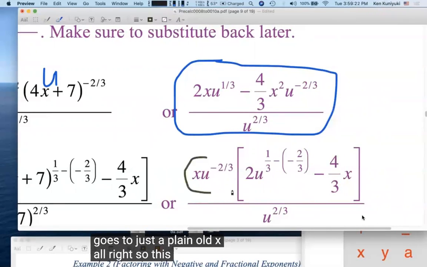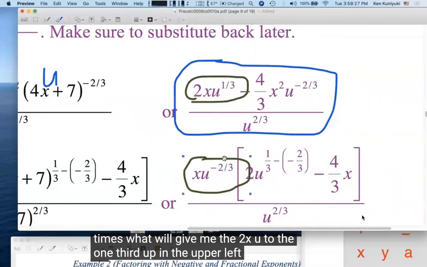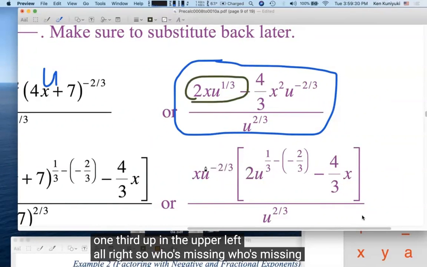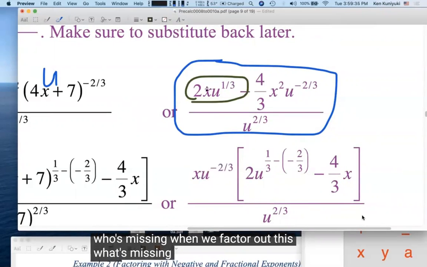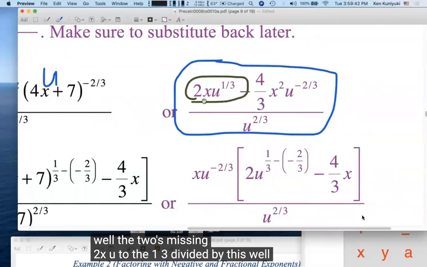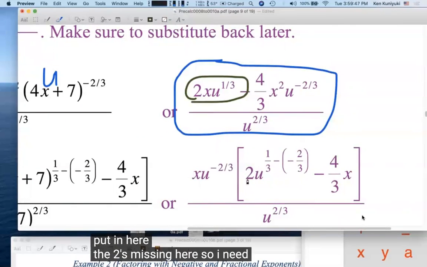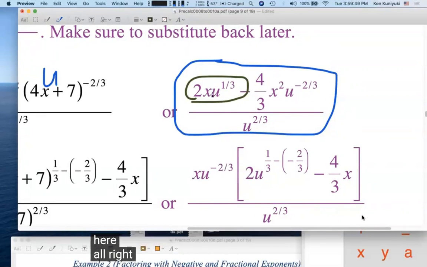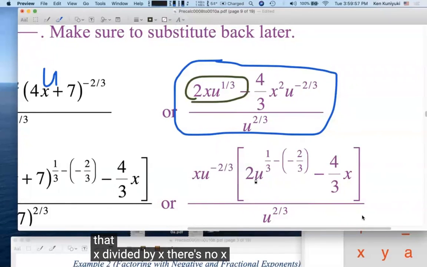So this times what will give me the 2xu to the 1/3 up in the upper left? Who's missing? When we factor out this, what's missing from here that I need to put in here? Well, the 2's missing. 2xu to the 1/3 divided by this, well, 2 divided by 1 is 2. So the 2 I have to put in here. The 2's missing here, so I need the 2 in here. X divided by x leaves a 1 in here, times 1. But we don't have to indicate that.